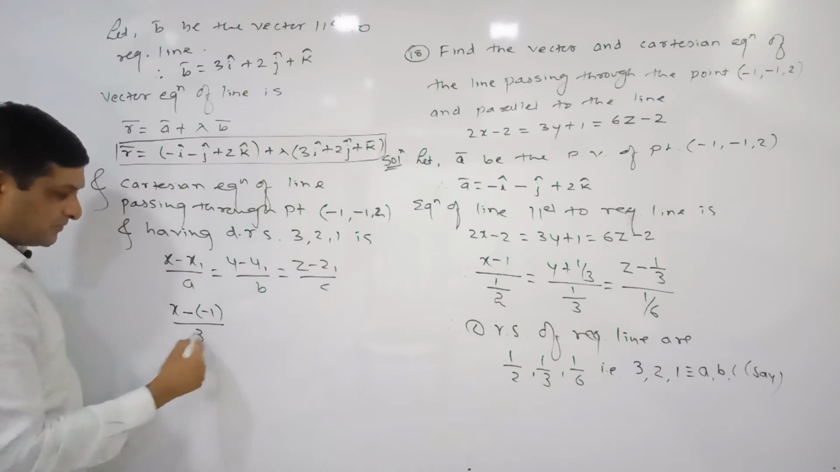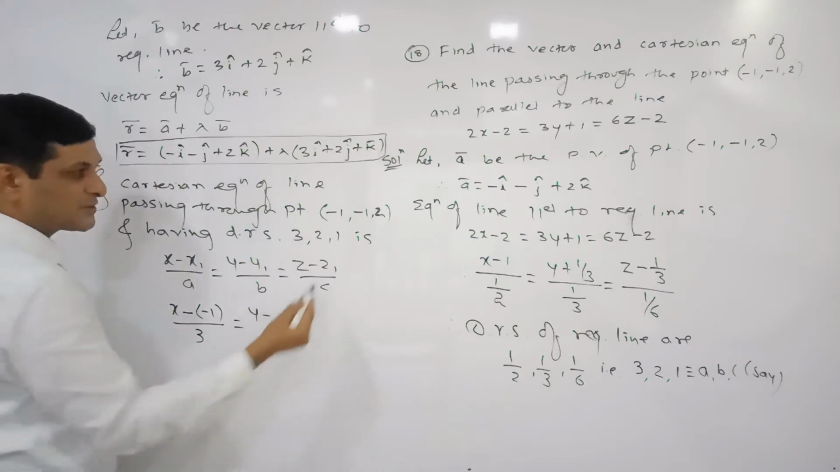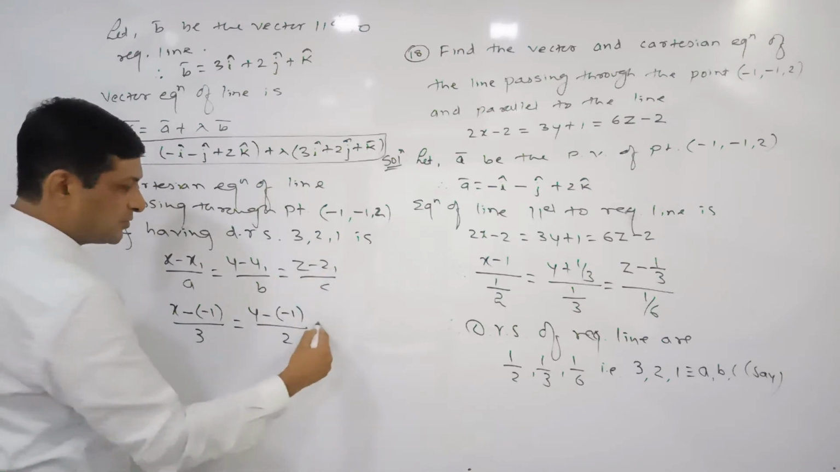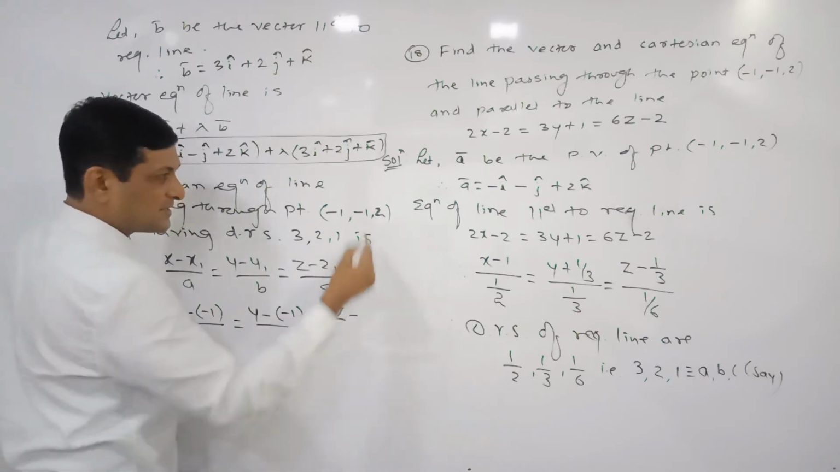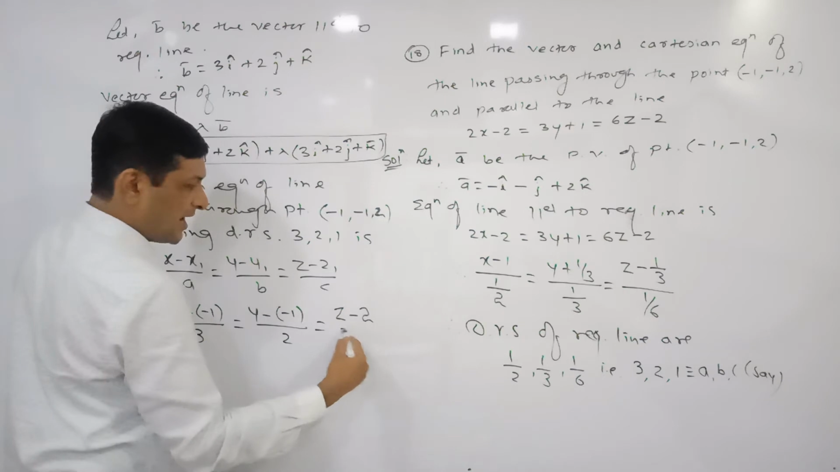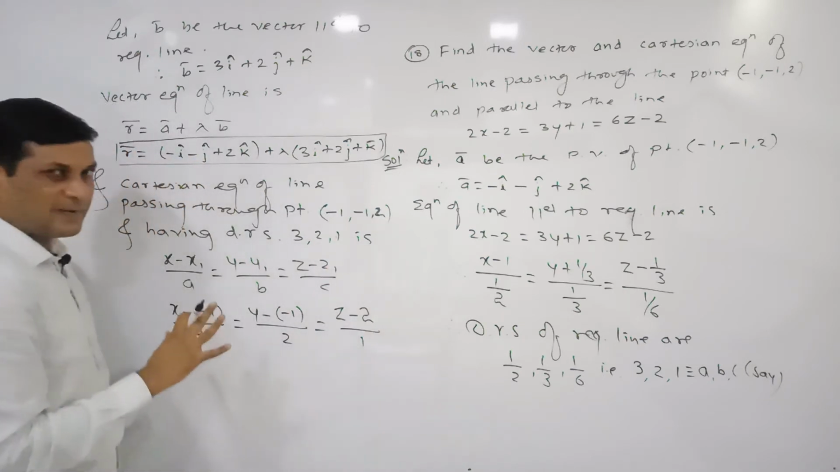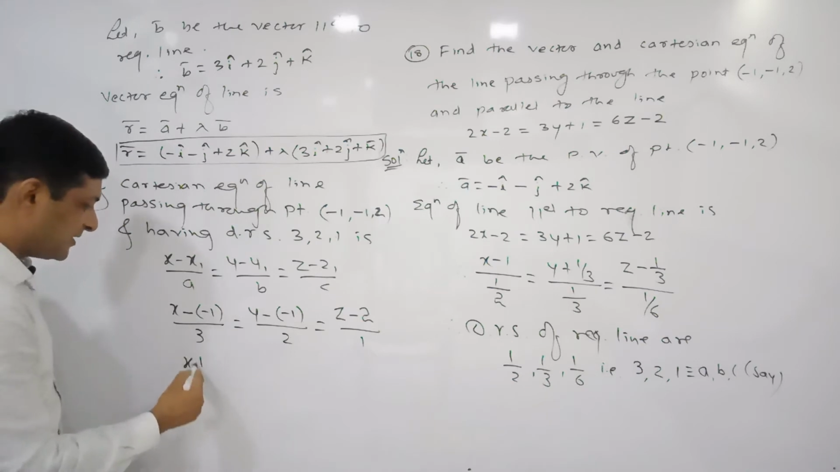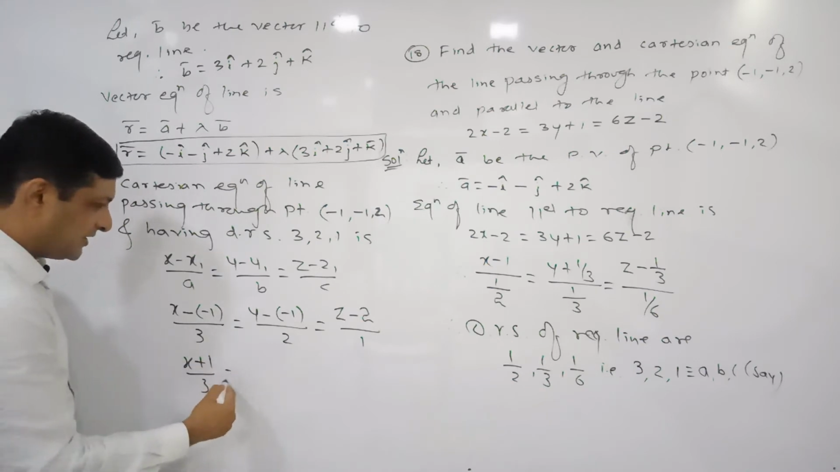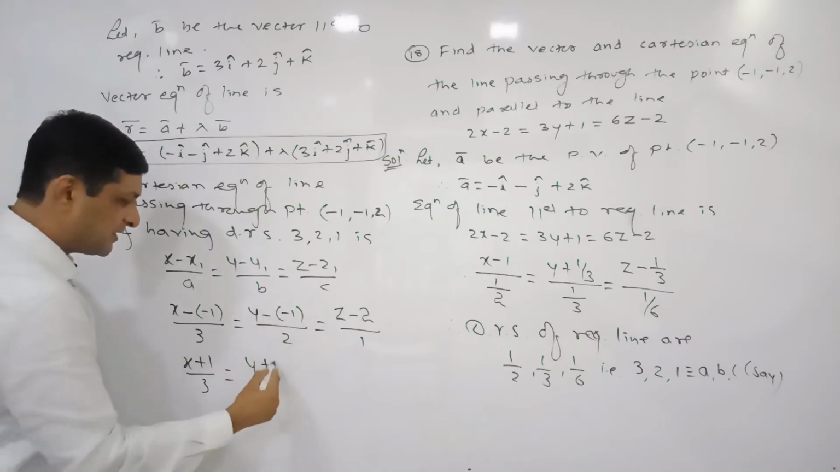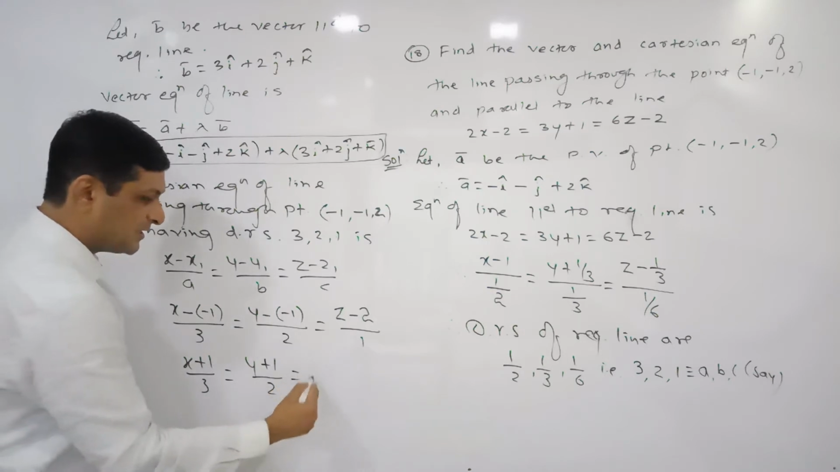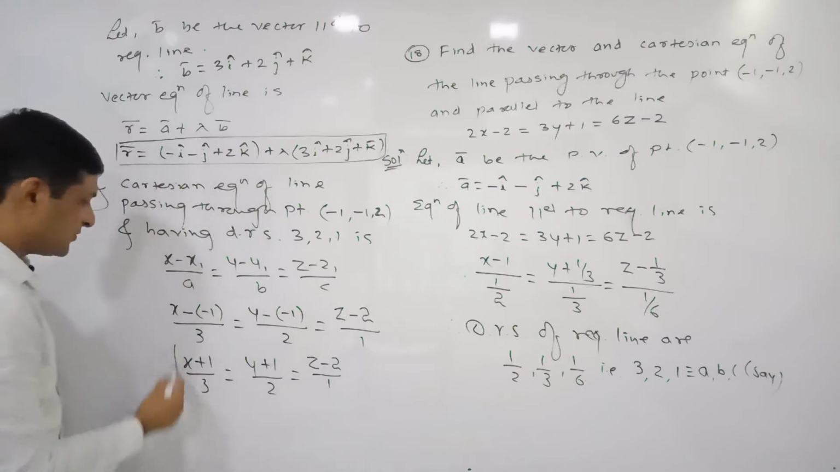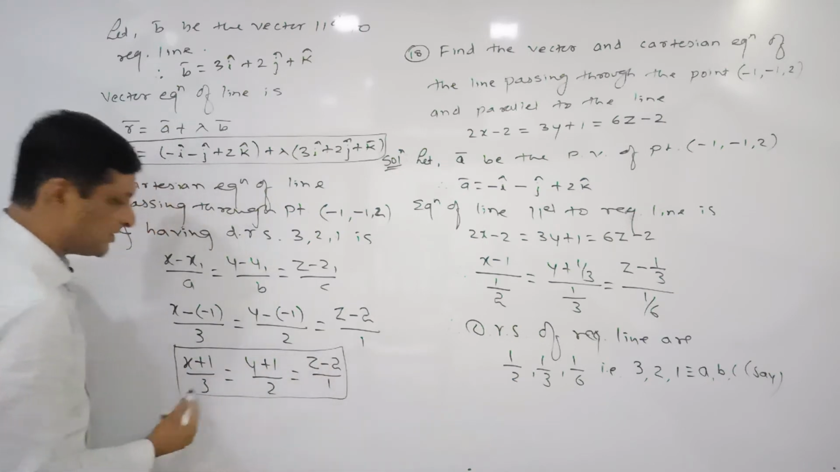So x minus (-1) upon a, a is equal to 3, is equal to y minus y1, y1 is how much? -1, upon b, b is equal to 2, and z minus z1, z1 is equal to 2, upon c, where c is equal to 1. We have substituted the values, just simplify. Here minus and minus will become plus: x plus 1 upon 3 is equal to y plus 1 upon 2 is equal to z minus 2 upon 1. In this way, we have got the Cartesian equation of line.